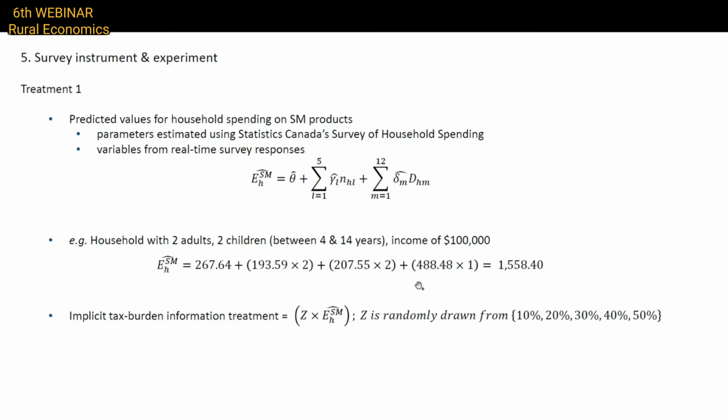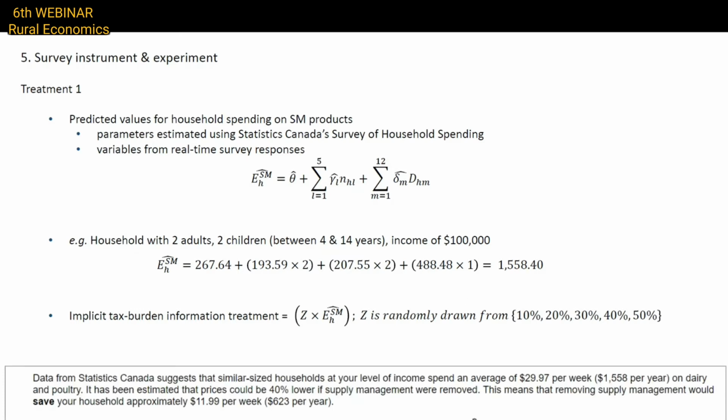And then, sorry, one other piece, maybe this part wasn't clear either, is the other thing we've done is we've randomized how much prices would go down as a result of getting rid of supply management. So instead of just saying prices would go down by 20% for everybody, within that treatment we've randomized: some people will be told prices would go down by 20%. Somebody else would be told prices go down by 50%. And we use that randomization in our results as well. And so then at the end of all of that, someone would get a treatment that looks like this.